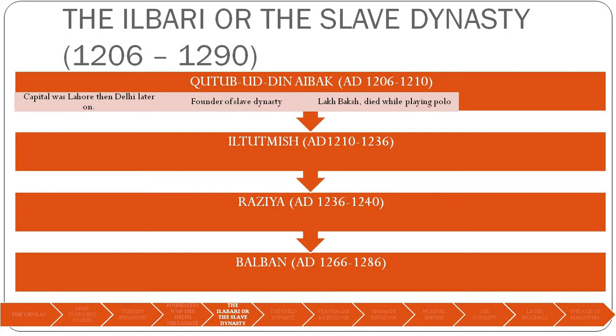And other such monuments include Dhai Din Ka Jhopda, which is in Ajmer. He died while playing the game of polo. And then came Iltutmish.